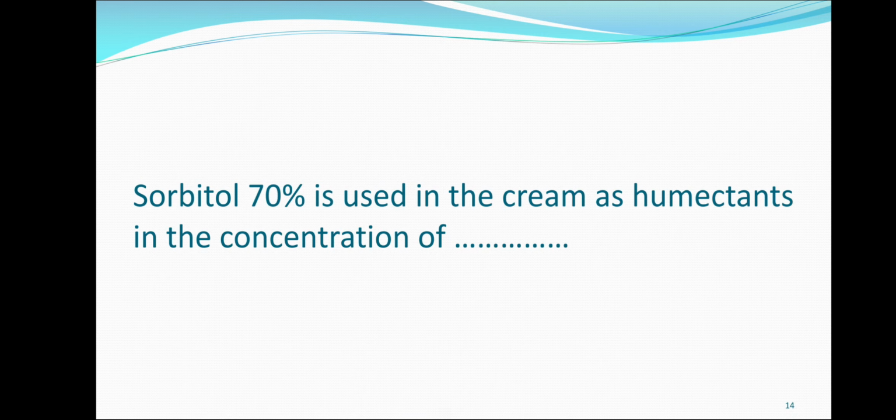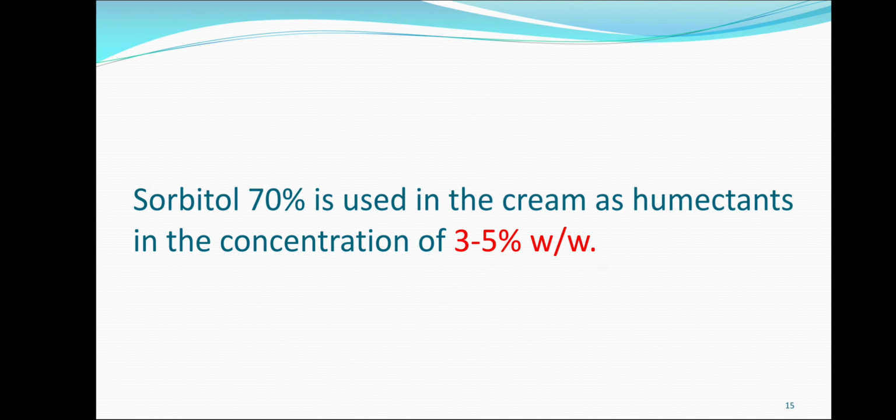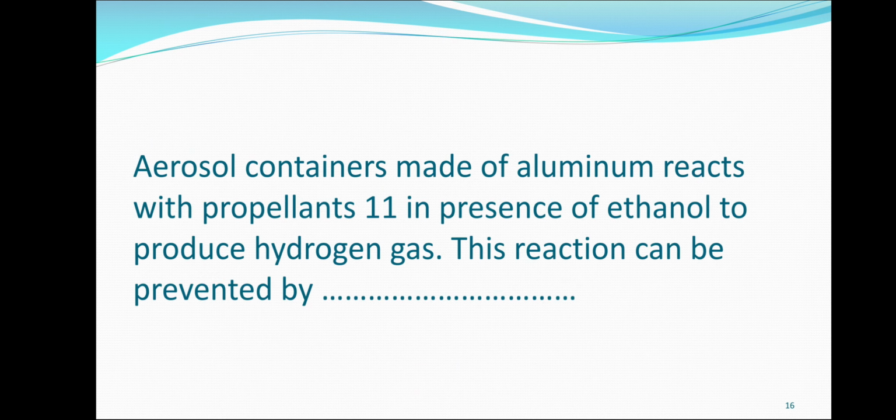Next is: sorbitol 70% is used in the cream as humectant in the concentration of dash. The answer will be 3 to 5% W by W. Next is: aerosol containers made of aluminium react with propellant 11 in presence of ethanol to produce hydrogen gas. 3 more products are also obtained in this reaction. These are aluminum chloride, acetyl chloride and propellant 23.